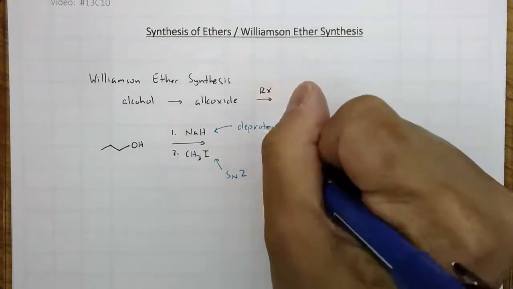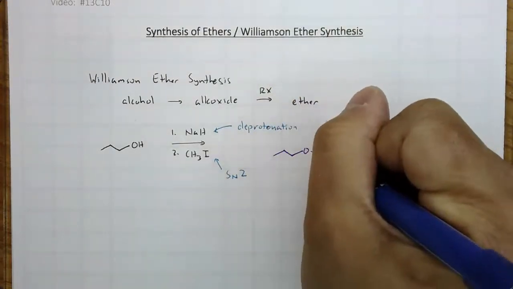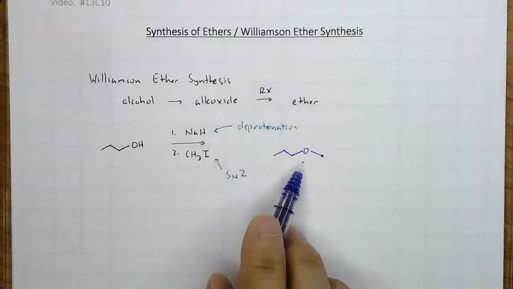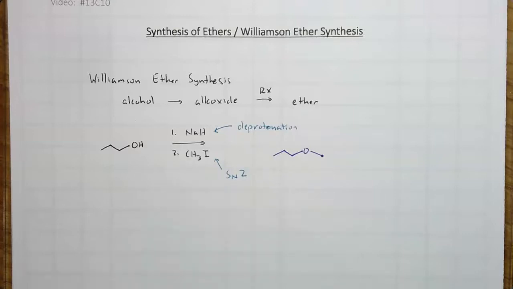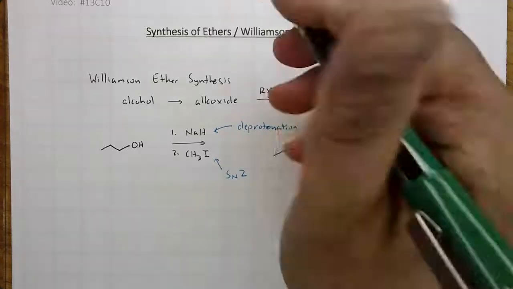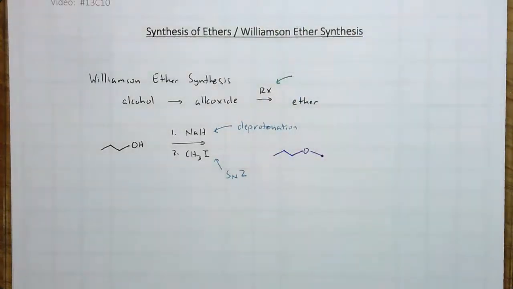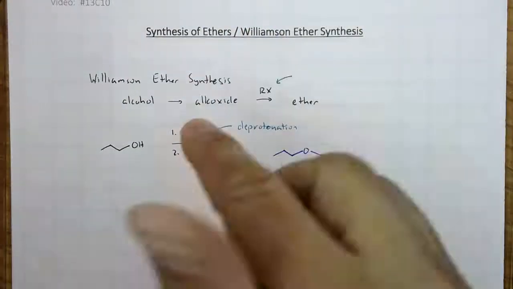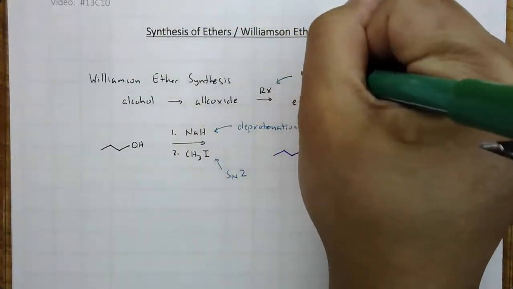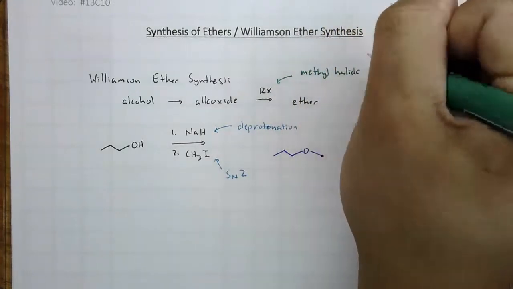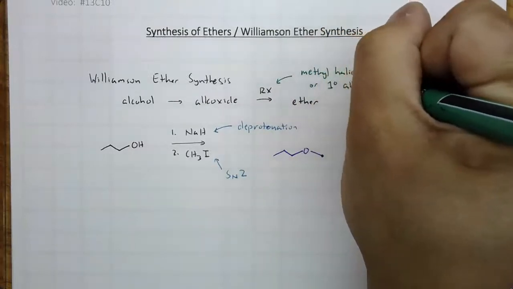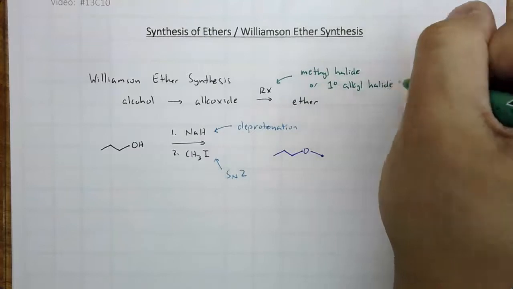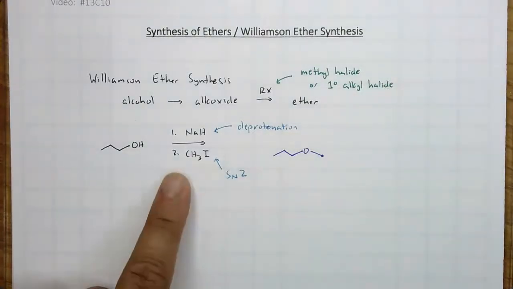This is the product, and here's your methyl group. That oxygen, which used to be an O-, attacked the carbon of the methyl halide. Okay, so let me just write here that the alkyl halide either has to be a methyl halide like we used here, or an uncrowded, primary alkyl halide, which is uncrowded.